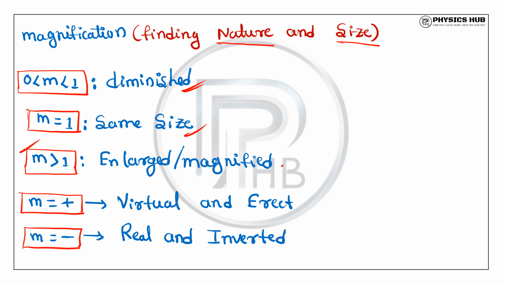Next, if the magnification value is positive, then the nature of the image is virtual and erect. If the magnification value is negative, then the nature of the image is real and inverted. We have just revised all important formulas of light and electricity.